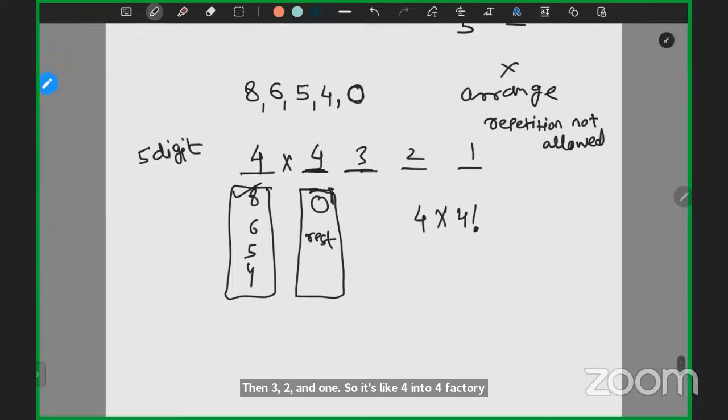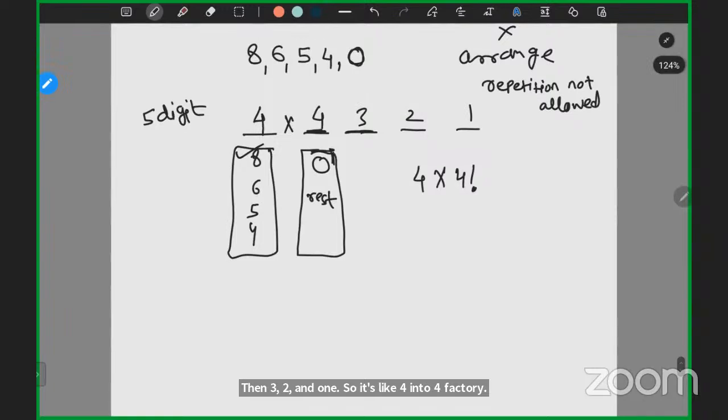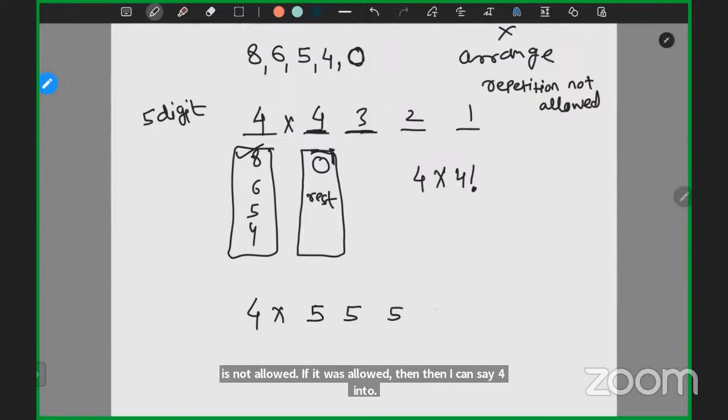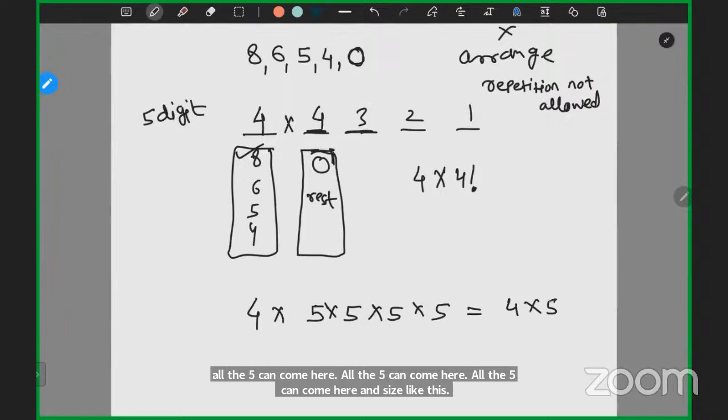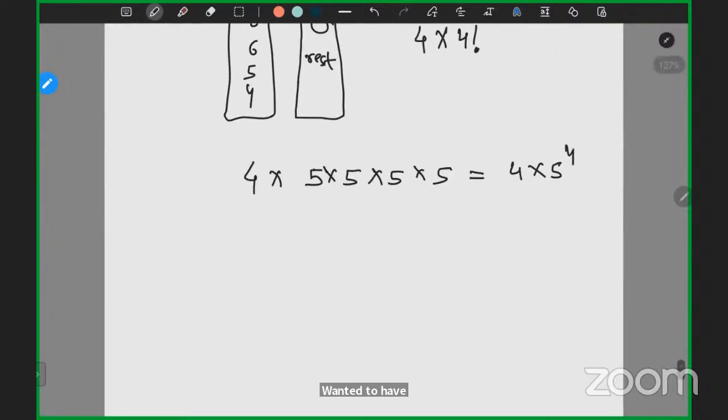Repetition is not allowed here. If it was allowed, then 4 into all 5 can come here, all 5 can come here, and all 5 can come here, so it would be 4 into 5 power 4.